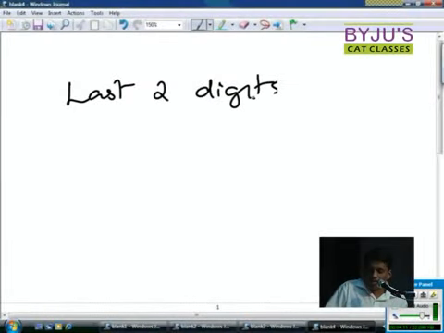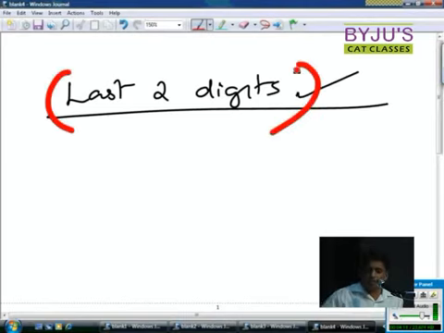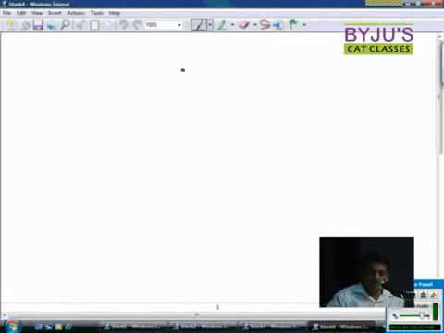Last digit we already discussed. Last 2 digits: 10 minutes, then this anyway. And I will look at applications of knowing the last 2 digits also. Power cycle, in terms of last digit, we already covered.